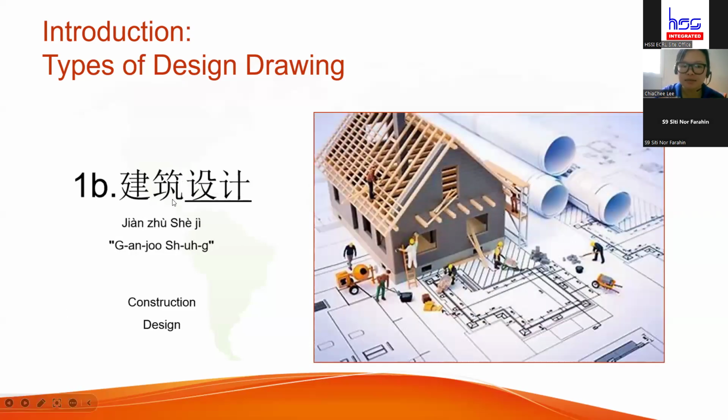Then we have 1B, the construction design. It's called 建筑设计. 建筑, both are important, so that generally means construction. 建 is a G, EFG plus N. 建. Okay, for tone. 建. Zoo would be more likely the ZOO zoo, but J would be more appropriate. So 建筑 is construction. 设计 is again the design.